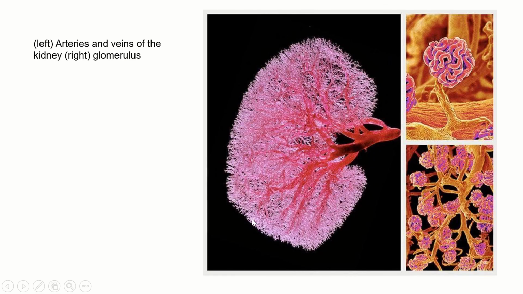This is a really cool diagram showing all of the blood vessels through the kidneys. You can see how they branch and branch and branch, making this weird kidney shape. And then this is zoomed in on first a bunch of renal corpuscles, specifically the glomeruli, and then this is an individual glomerulus. Isn't that cool?